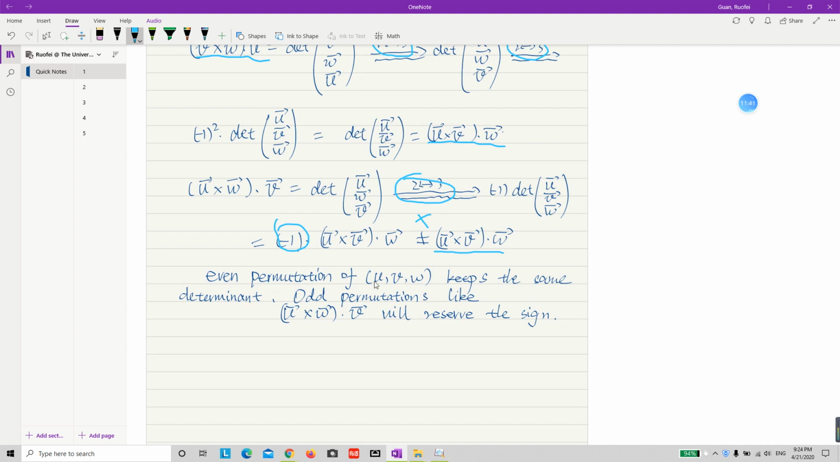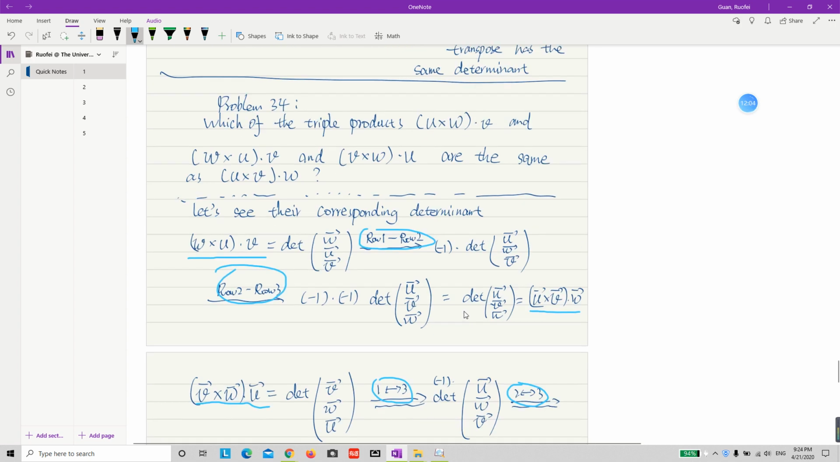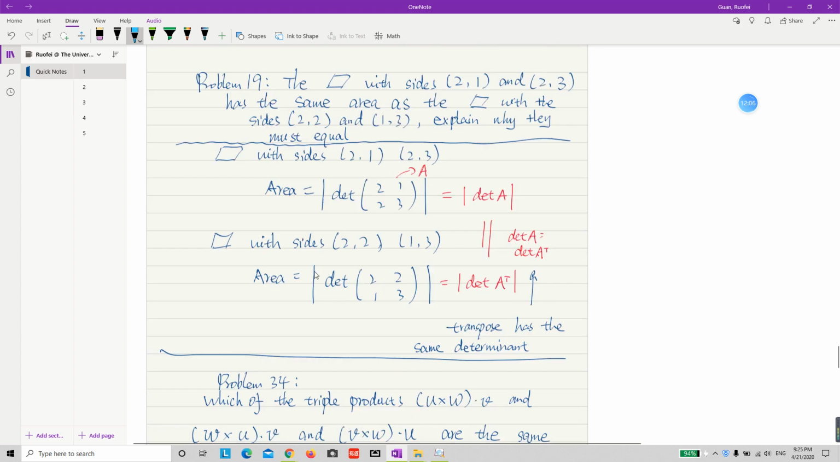So we get these conclusions here. Even permutations of UVW keep the same determinant. Odd permutations like UWV will reverse the sign. UWV, you only use one permutation here, will get the negative sign here. We'll reverse the sign. Okay, this is problem 34.